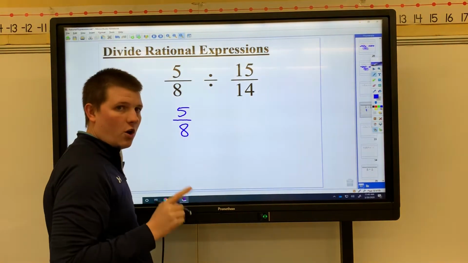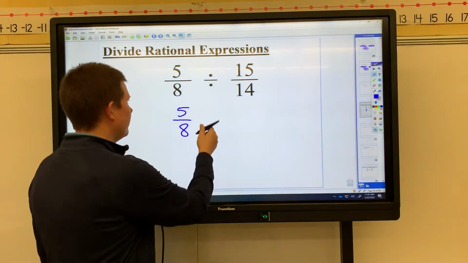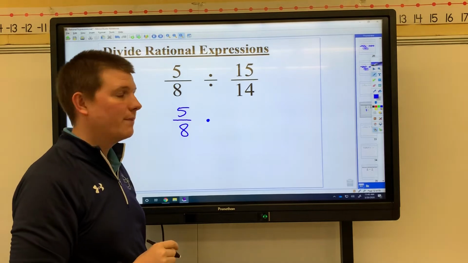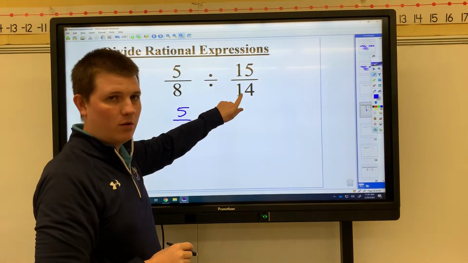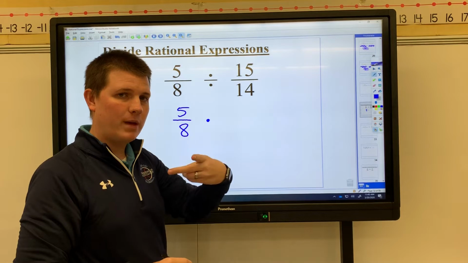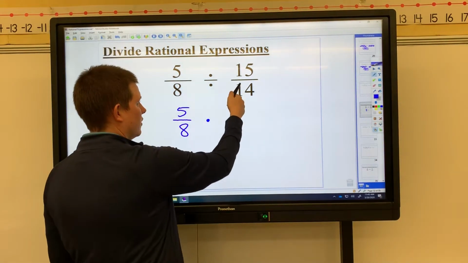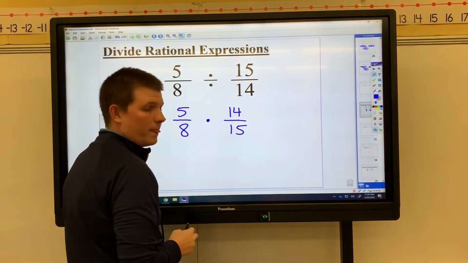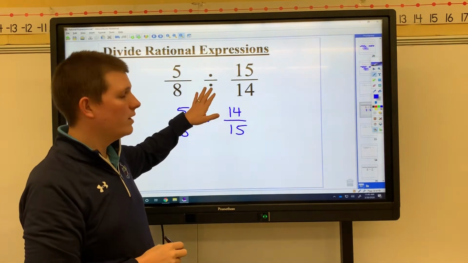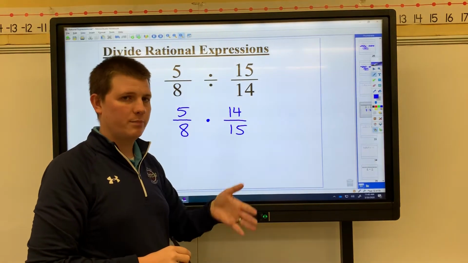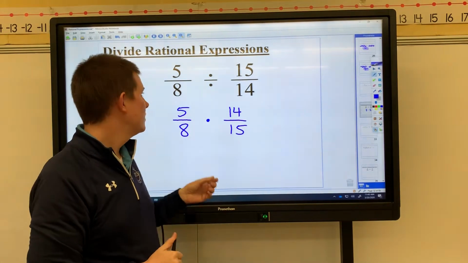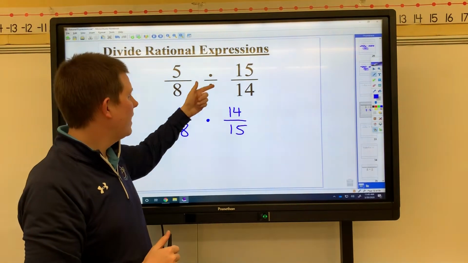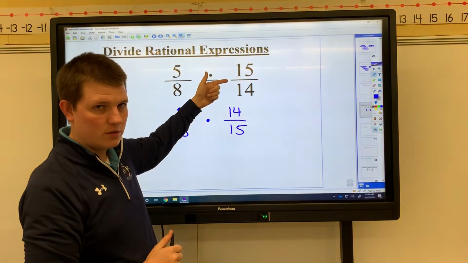The first fraction always stays the same. But instead of dividing, we're going to change it to multiplication. And we're going to take the reciprocal, or where you take a fraction and flip it, of the second fraction. So instead of 15/14, we're going to make it 14/15. So instead of dividing, we multiply by the reciprocal. So we keep the first fraction the same. We change it from division to multiplication.